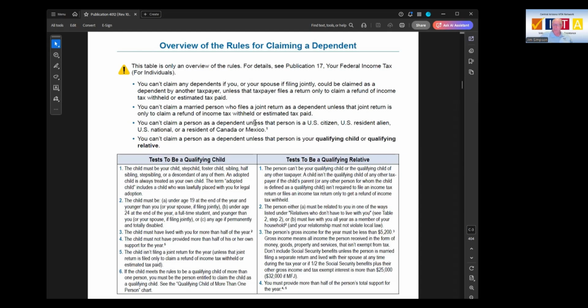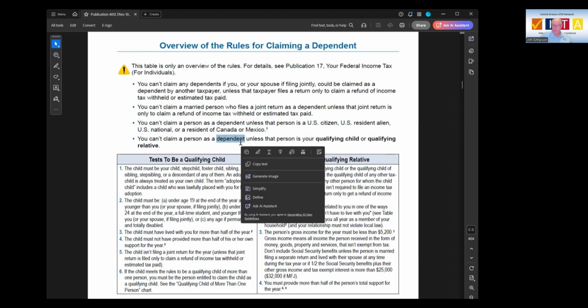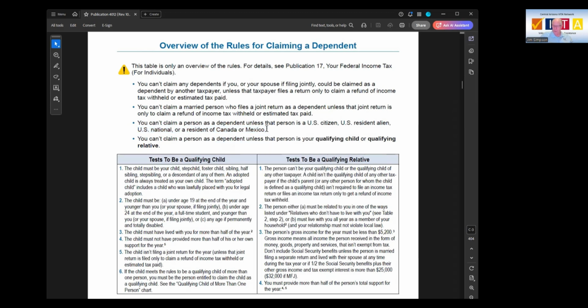You can't claim a person as a dependent unless that person is a U.S. citizen, a U.S. resident alien. That basically means you've got a green card, or you elect to be treated as a resident alien. This is beyond the scope of this, but that's that. But look at these two, a U.S. national or a resident of Canada or Mexico. That's interesting because you may have dependents that you're supporting that are down in Mexico, right? Or they're residents in Mexico and they're here in the United States, right? So that's an interesting one.